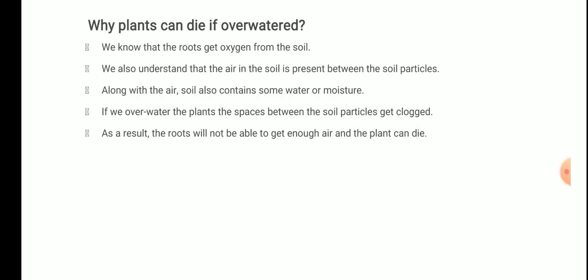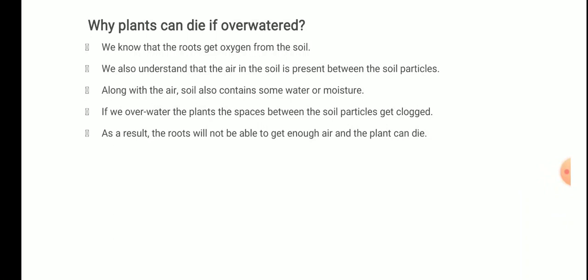So we know that roots get oxygen from the soil. We also understand that the air in the soil is present between the soil particles. This is the same point that we discussed in the different types of soil, that there are different kinds of soil on the basis of the size of particles and the space between them. Along with the air, soil also contains some water or moisture, definitely, because if you water, then the water will be present, and that leads to the moisture of the soil.